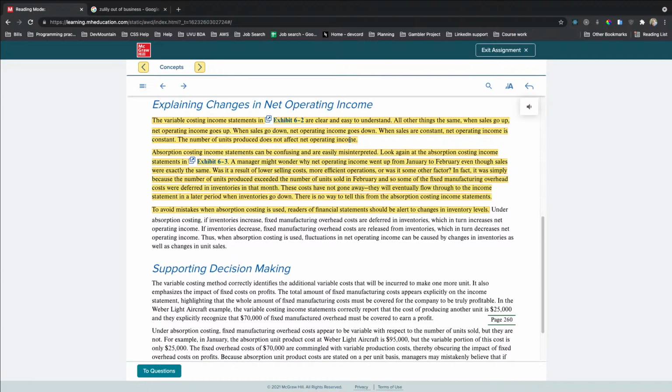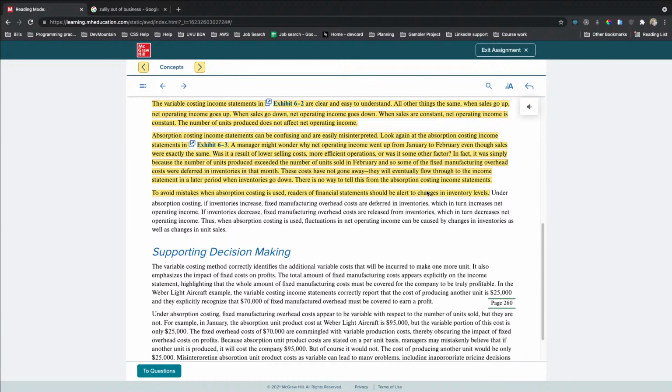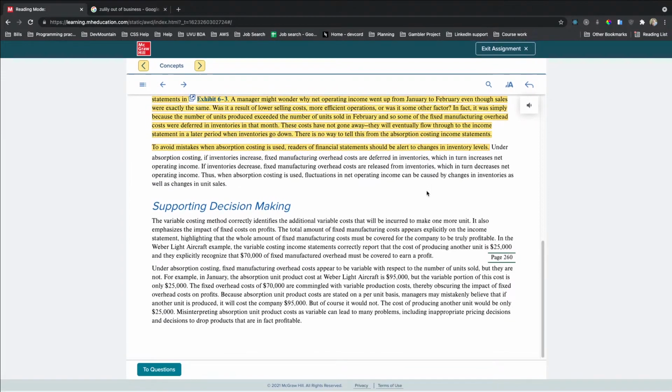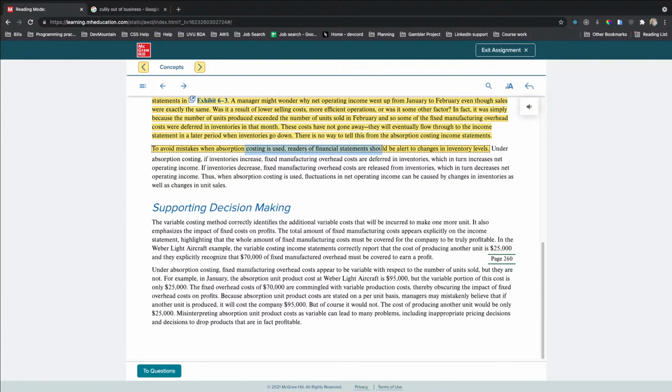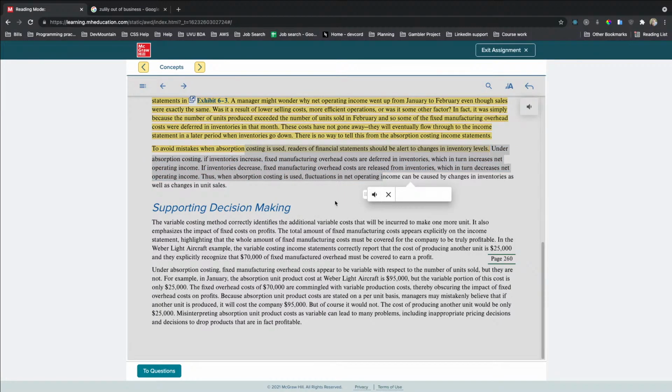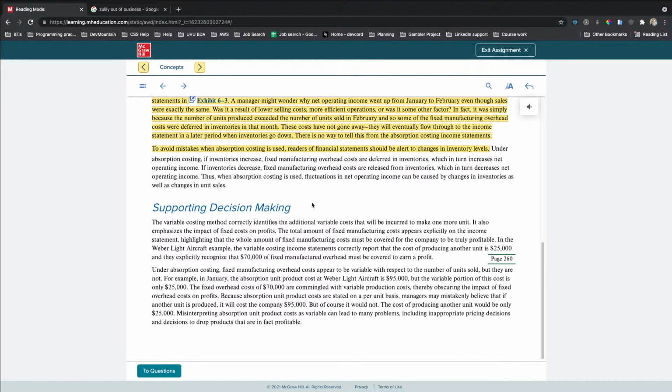In fact, it was simply because the number of units produced exceeded the number of units sold in February, and so some of the fixed manufacturing overhead costs were deferred in inventories that month. These costs have not gone away. They will eventually flow through to the income statement in a later period when inventories go down. There's no way to tell this from absorption costing income statements. To avoid mistakes when absorption costing is used, readers of financial statements should be alert to changes in inventory levels.